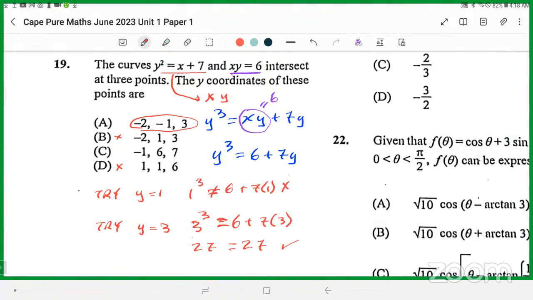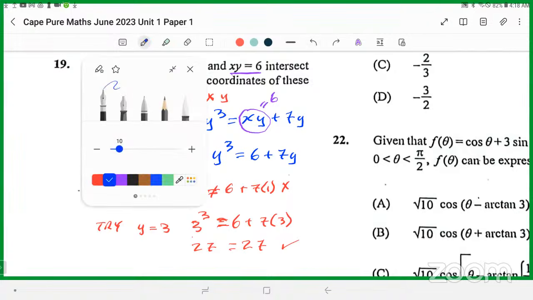All right? So you know the answer is the first one because 3 worked. So this one is out as well, because 3 works and there's no 3 in this one, right? So the answer is here.